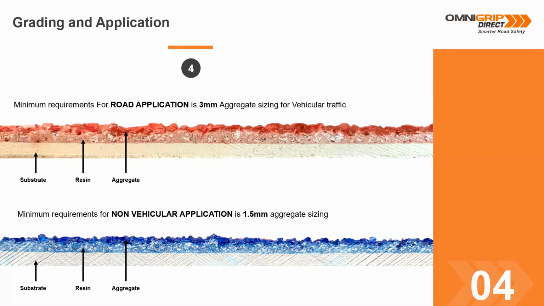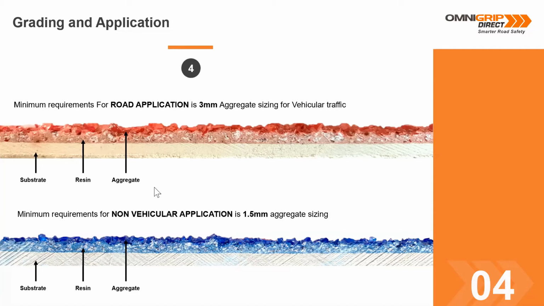Okay, so in this cross section, we will touch on how CST is built up, and also the different size aggregate or recycled glass we use for different applications. So on the top cross section, we have an aggregate that's 3 millimeters in size. Now, this is suitable for areas or roads where we have heavy traffic or vehicular traffic. On the bottom, however, it's one of our blue sapphire products that's been installed. That's a 1.5 mil aggregate size, again suitable for pedestrian and also cyclist only traffic.